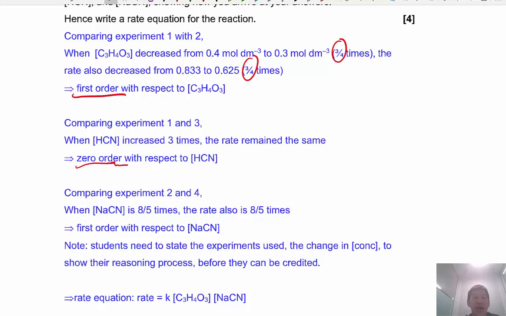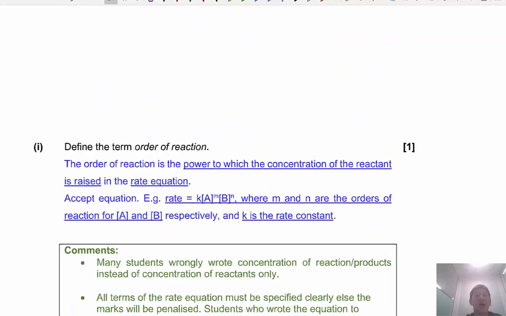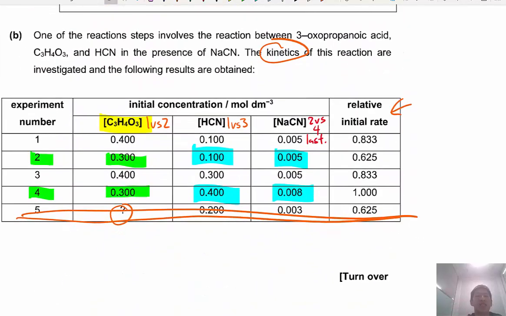The last one, NaCN, increase 8 over 5 times. The rate also increases 8 over 5 times. This is when you realize, hey, wait a minute, this is 0 order. If you know how to explain, you don't even need to use mathematical method. You know this is 0 order already. So 0.1, if we put in the equation, and 0.4 to the power of 0, both of them equal to 1.